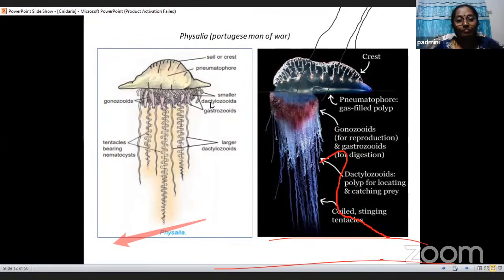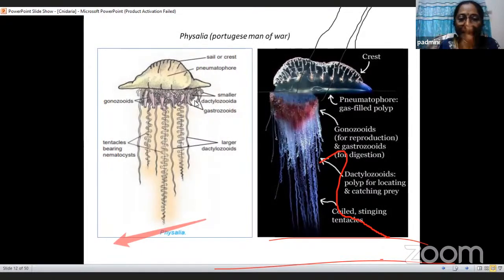Okay. They have the small dactylozooids. Now tell me, what is the function of a dactylozooid? I was talking about gastrozooids. Gastrozooids are feeding in nature. Gonozooids for reproduction. What is the help of a dactylozooid? Anybody? They are helping in, they act as sensory organs. They help in locating and capturing the prey.